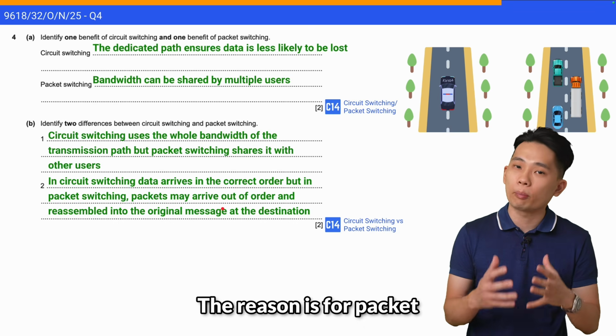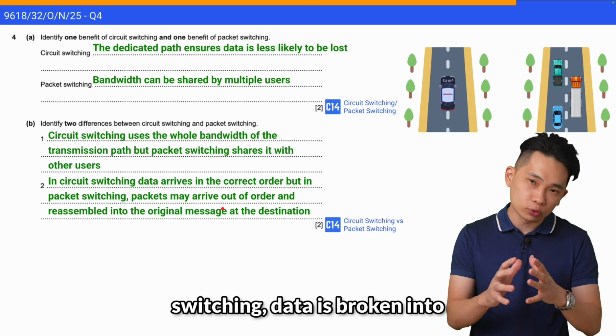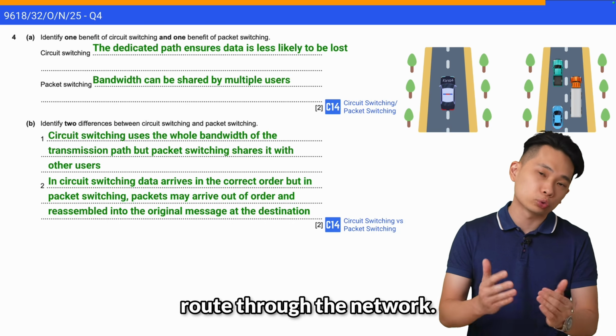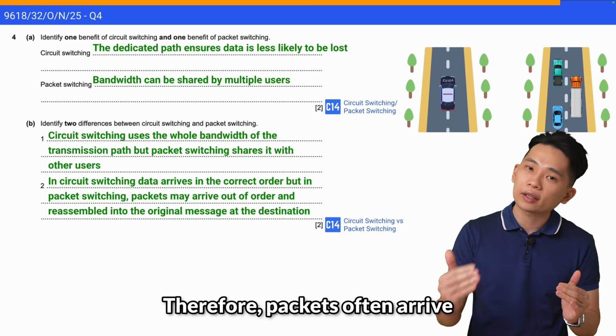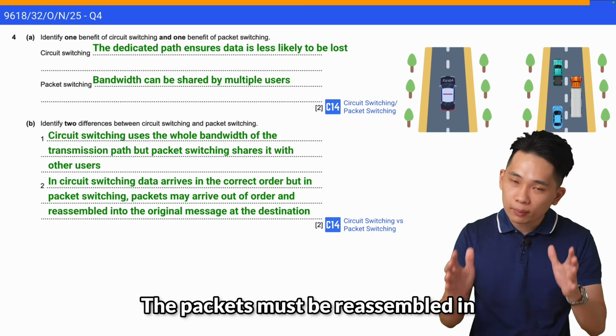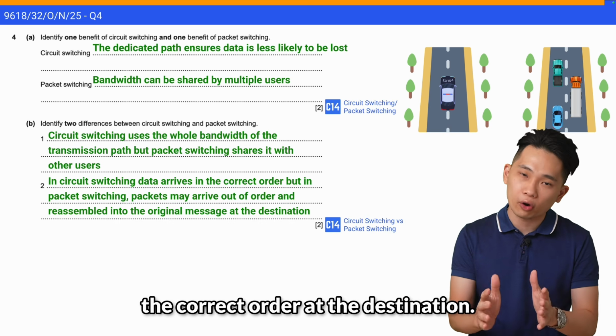The reason is for packet switching, data is broken into smaller units called packets. Each packet can take different route through the network. Therefore, packets often arrive out of order at different times. The packets must be reassembled in the correct order at the destination.